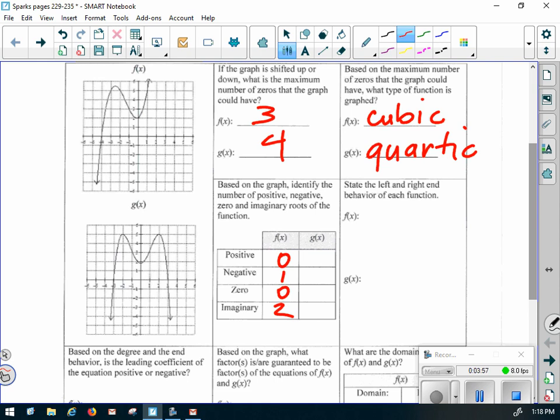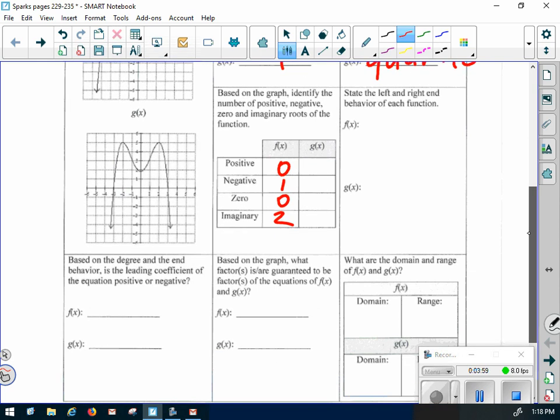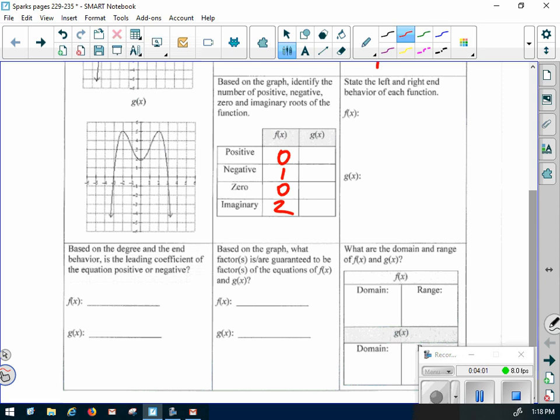What about g? How many positive zeros are there? 1. How many negative? 1. How many times is 0 a root? None. So how many imaginary roots do you have? 2. And you know this because the sum of the zeros has to add up to give you the degree.